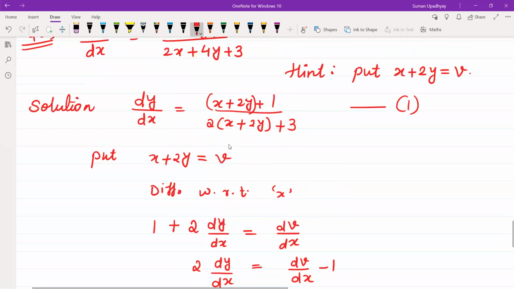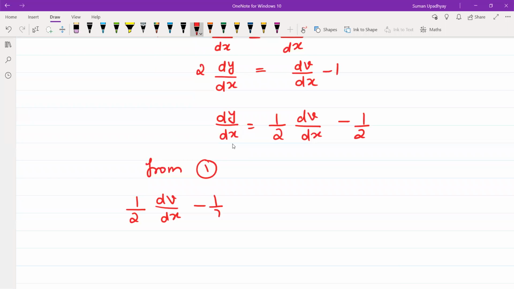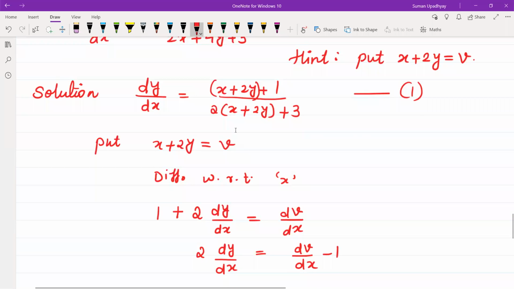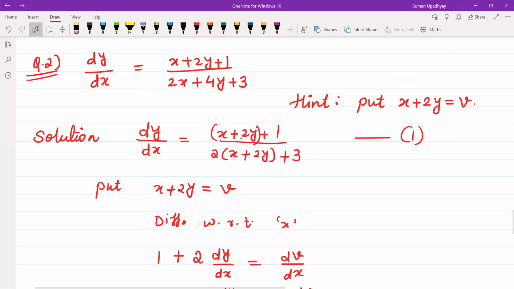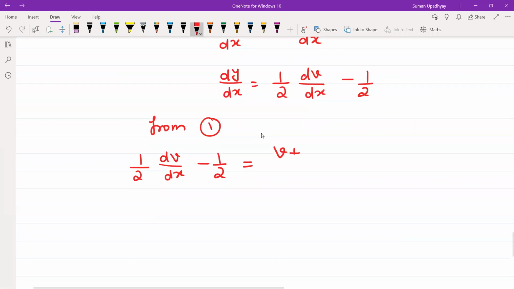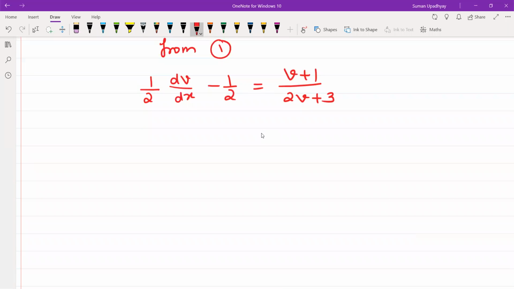Now I will put dy by dx in equation number 1. From equation 1, the left hand side is dy by dx, so I will replace it with half dv by dx minus half. So the left hand side is done. Now put for the right hand side. x plus 2y I'm going to replace with v. So I get v plus 1 in the numerator, and in the denominator I get 2v plus 3. Now there's nothing much. You just have to separate variables and then you'll be done.